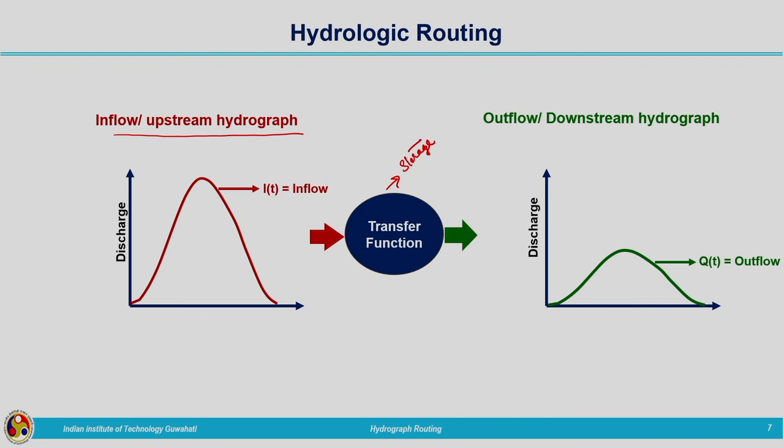We have the inflow data. At the upstream side, we have a gauging station that provides us the inflow hydrograph. By making use of that data as the input, and the model which we are considering, represented by the continuity equation along with the transfer function, we derive the outflow hydrograph. What is the transfer function? It is the function representing the storage of the channel, or the storage characteristics. By making use of the continuity equation and this transfer function, we will be deriving the outflow hydrograph. So, this is the principle involved in hydrologic routing.